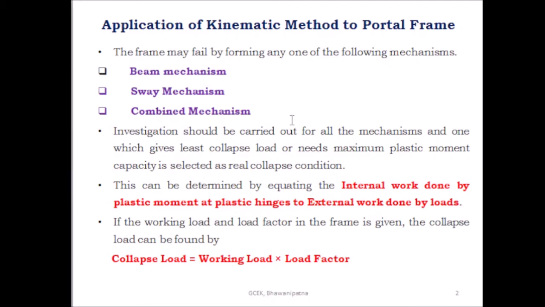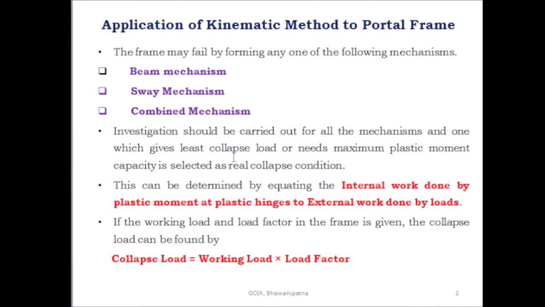Then what is combined mechanism? The combination of beam mechanism and sway mechanism is known as combined mechanism. In the combined mechanism, sway will be on the windward direction. If we combine the sway mechanism with beam, which can eliminate hinge at B, and at the same time work done is calculated by horizontal and vertical loads. So these are the 3 mechanisms that form for failure of the frame.